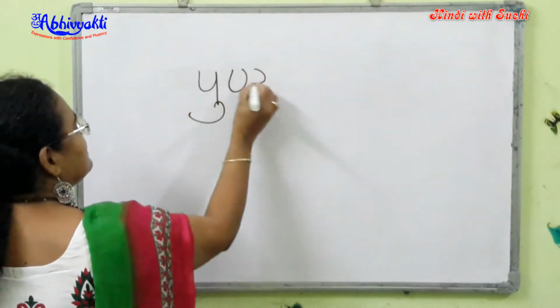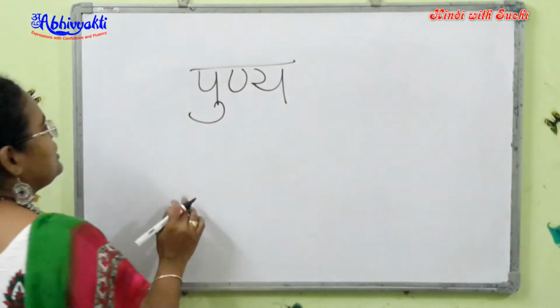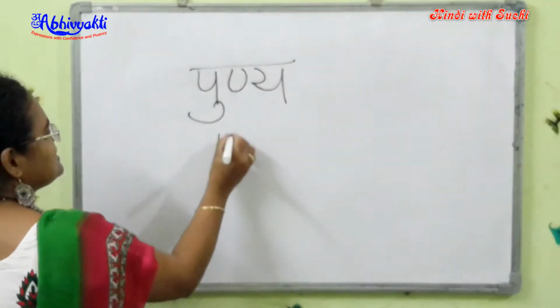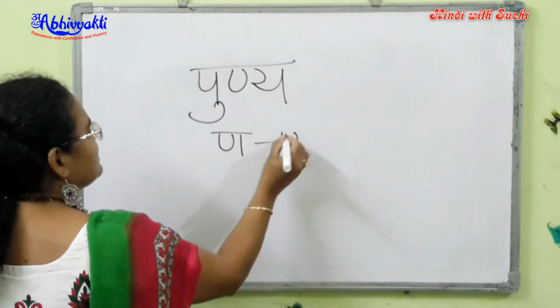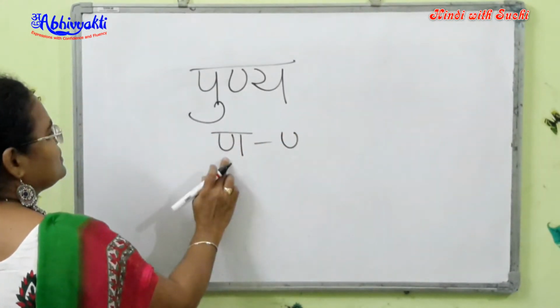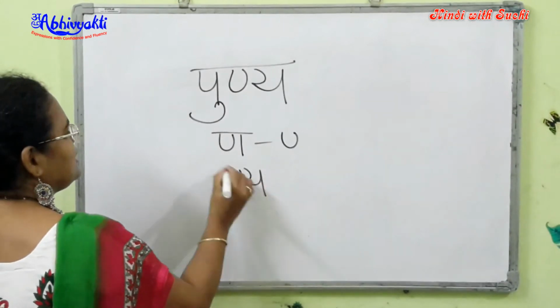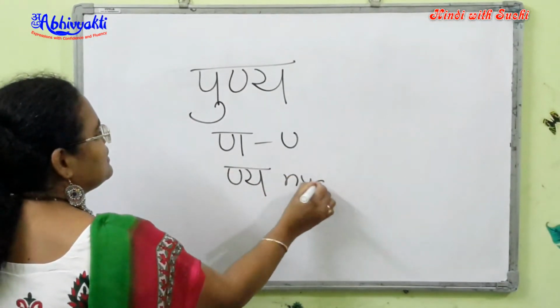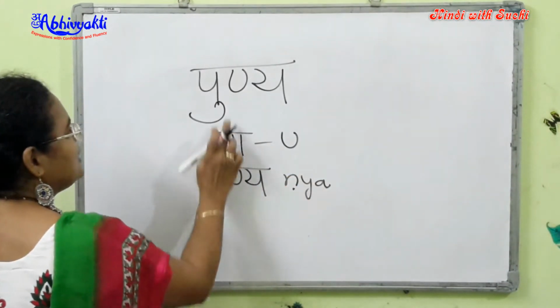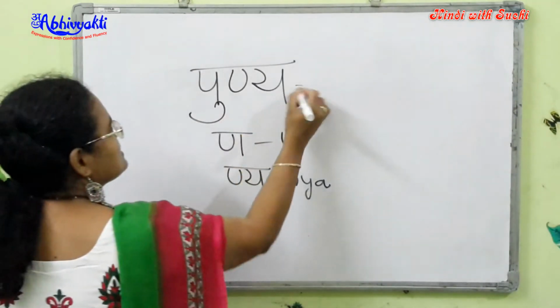Now let's have punya. So this is na without the stem line. So na and ya gives me nya, nya. So punya means virtue.